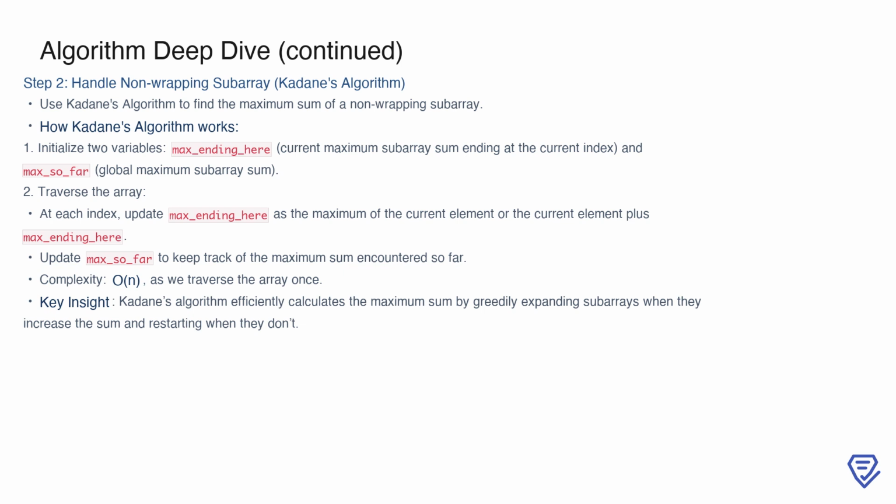This ensures we expand the subarray when it increases the sum but restart it when it doesn't. At every step, we also update max_so_far to ensure it reflects the global maximum. The beauty of Kadane's algorithm lies in its efficiency, as it requires only a single pass through the array, giving us an O(n) time complexity.